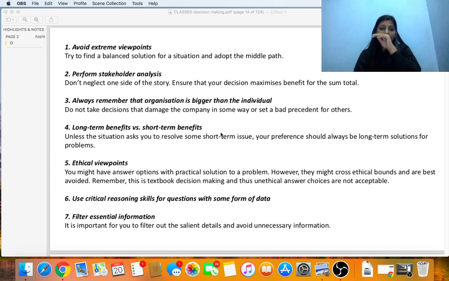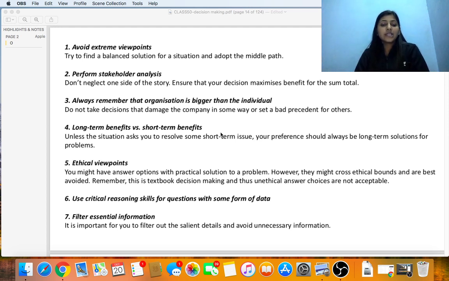Okay, so the fourth point: unless otherwise asked, you have to resolve the problem for the long term, unless they ask you to give some short term solution. Then the fifth is ethical viewpoints.